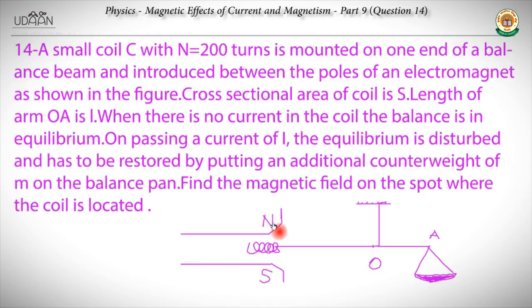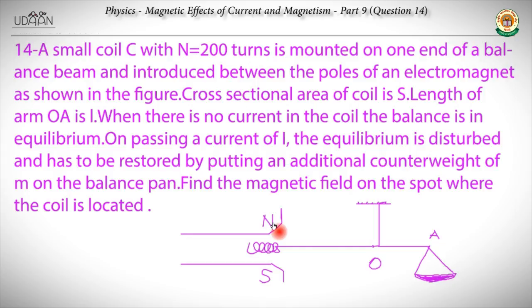When there is no current in the coil, the balance is in equilibrium. On passing a current of I, the equilibrium is disturbed and has to be restored by putting an additional counterweight of mass M on the balance pan. Find the magnetic field on the spot where the coil is located.